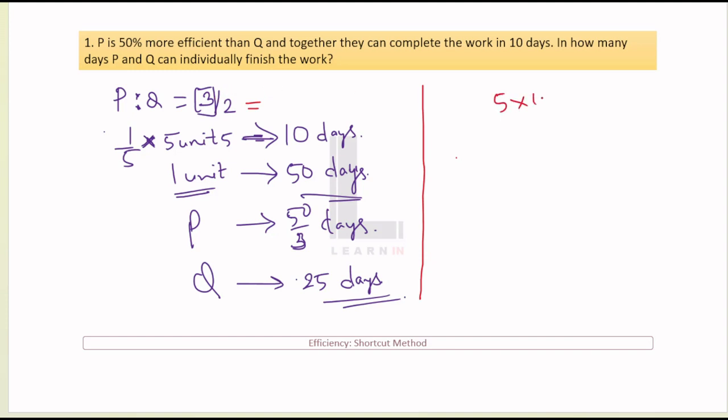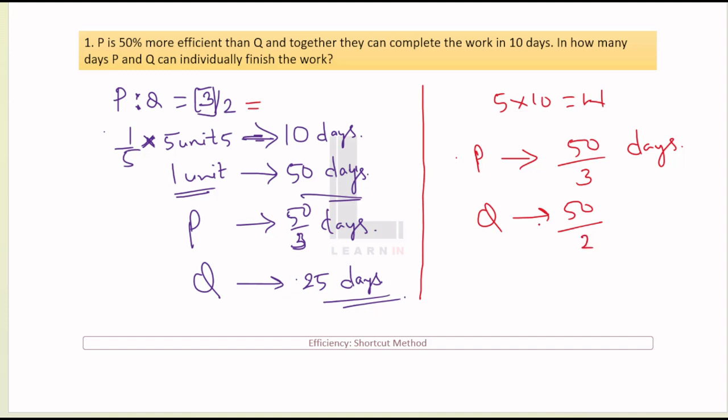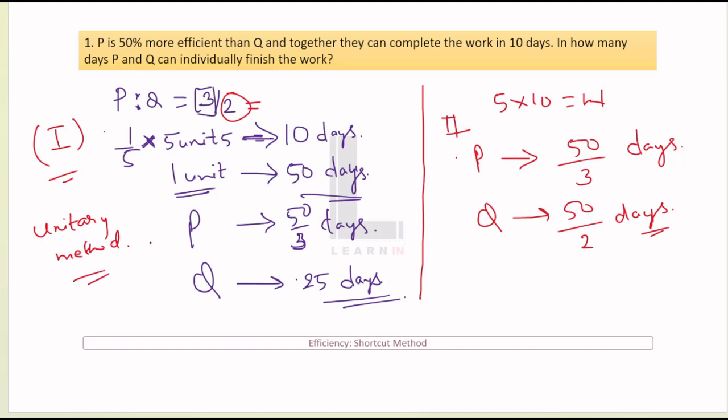So 5 into 10 would have been the total work, and P would have done the work in 50 upon 3 days, and Q would have done the work in 50 upon 2 days, since the efficiency of Q is 2. Whichever method suits you, you can use that. But this unitary method is also useful. This is known as the unitary method. We would do many questions on the unitary method in the future too. So let us move to the next question.